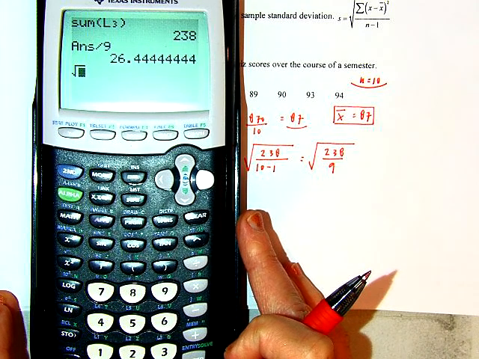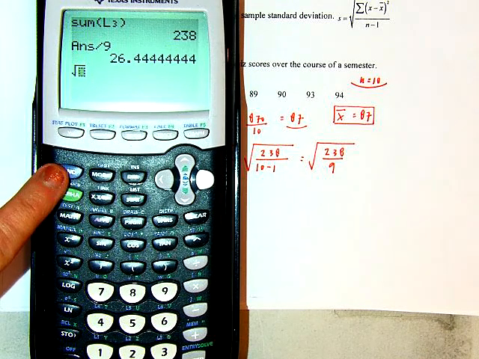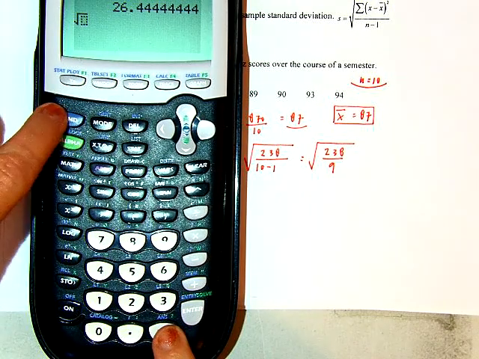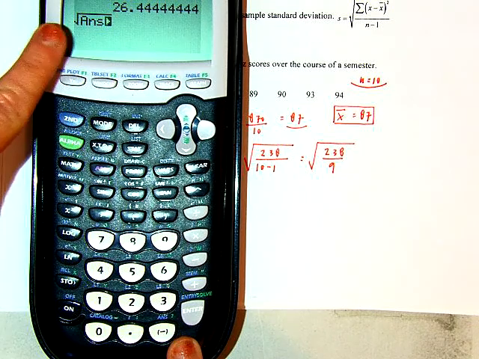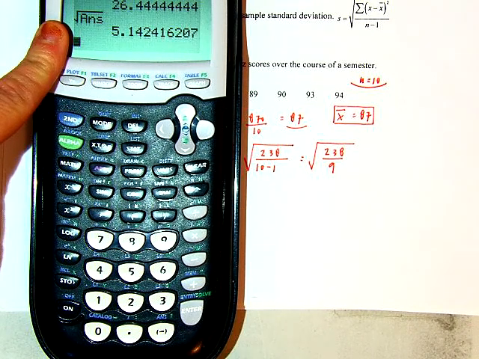I don't want to type in 26.44. That's not precise. I want to build off my previous answer. So if I hit second negative, let me slide up so you can see that, second negative gives me the previous answer. So I'm building off that previous answer like that. So I can hit enter.